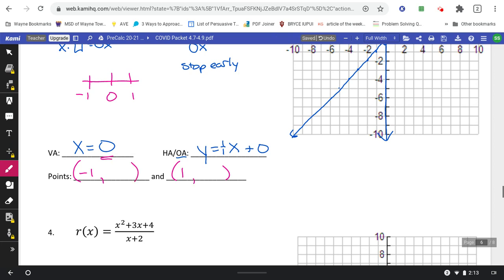When I plug in a -1, I get (-1) squared. The parentheses are important. -1 over a -1. (-1) squared gets me +1. 1 minus 1 is 0. And 0 divided by anything still gets me 0. I'm going to do the same thing for a +1. Again, parentheses are important.